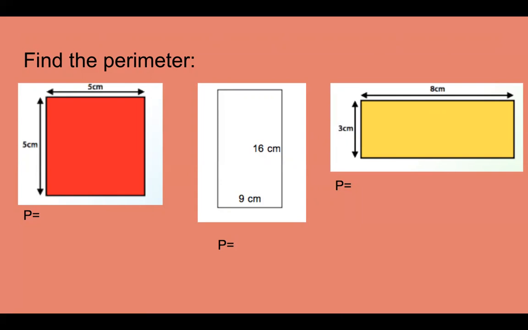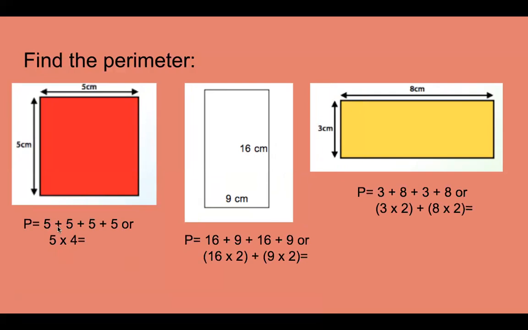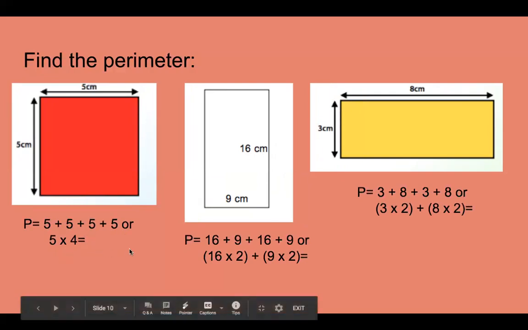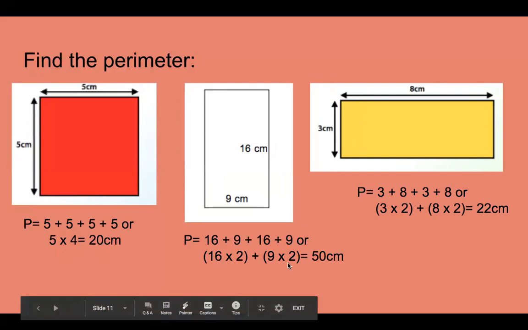All right, so you should have done some calculating, and hopefully you found 5 times 4 equals 20. Oh, first I forgot I gave you guys the equation. So you should do 5 plus 5 plus 5 plus 5, or 5 times 4. And you should have got 20 there. For this one, you could have done 16 plus 9 plus 16 plus 9, or 16 times 2 plus 9 times 2, which equals 50. The 16 times 2 equals 32 plus 18. 32 plus 18 equals 50.